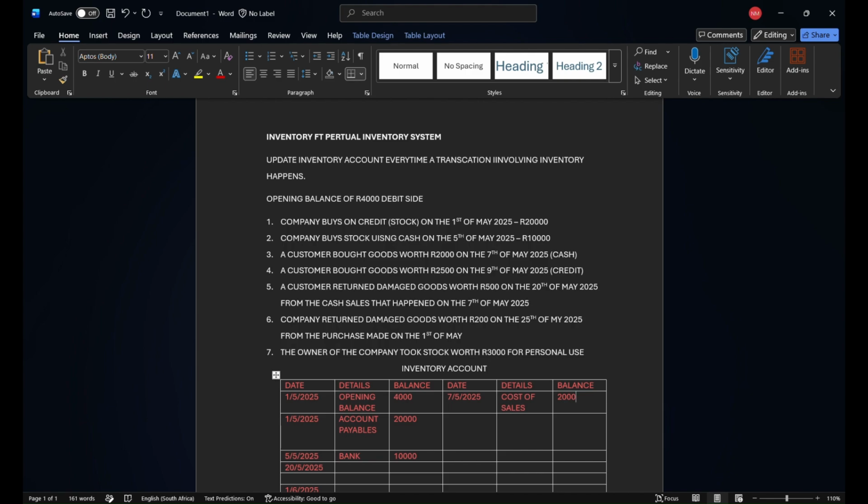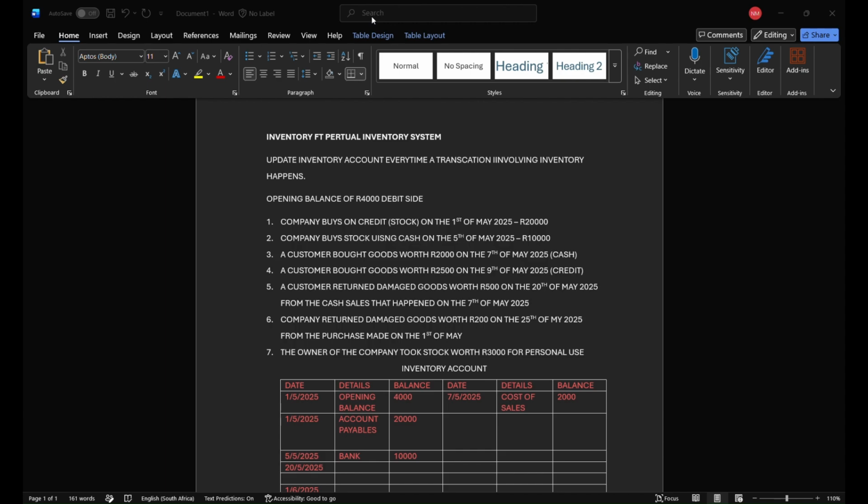Then we look at the next transaction. Because the business no longer has the inventory on hand, it is given to the customer, then you must show how much it costs to move out the asset, which is the inventory. That is what happened on the 7th of May.